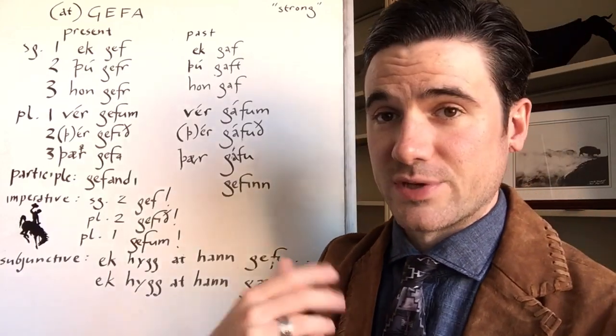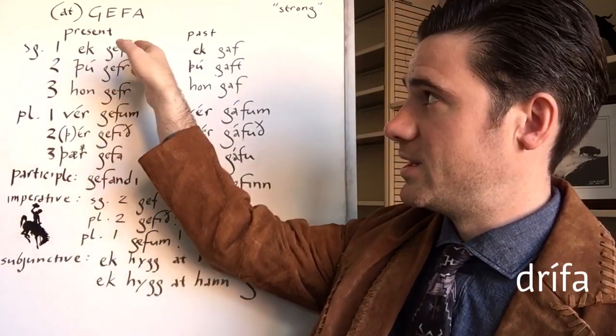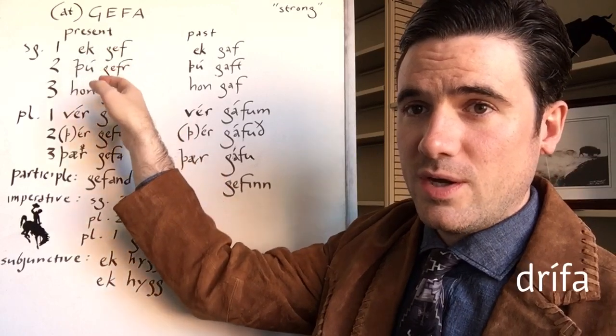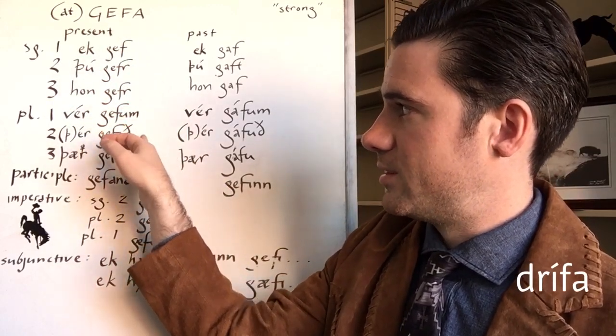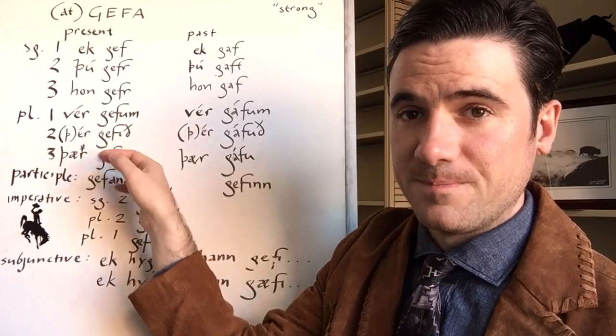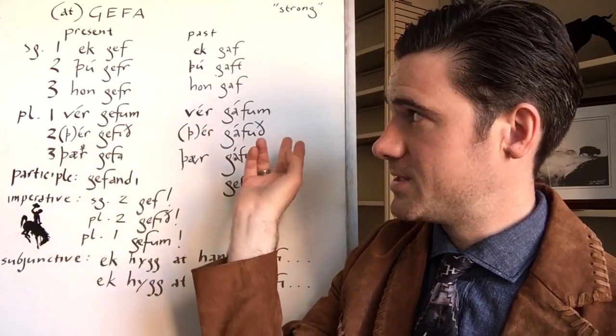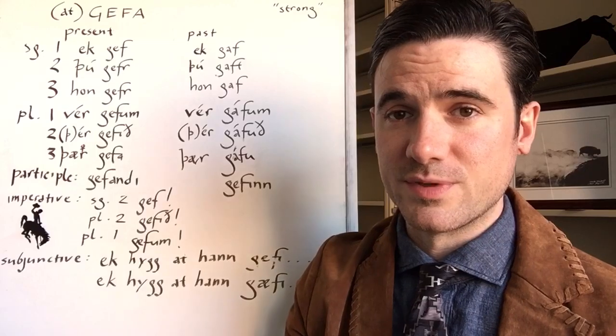So for instance, there's driva, to drive. You would say ek driv, du driver, hon driver, ver drivum, der drivid, thir driva. All right. The past tense would be different because they're different classes of strong verbs.